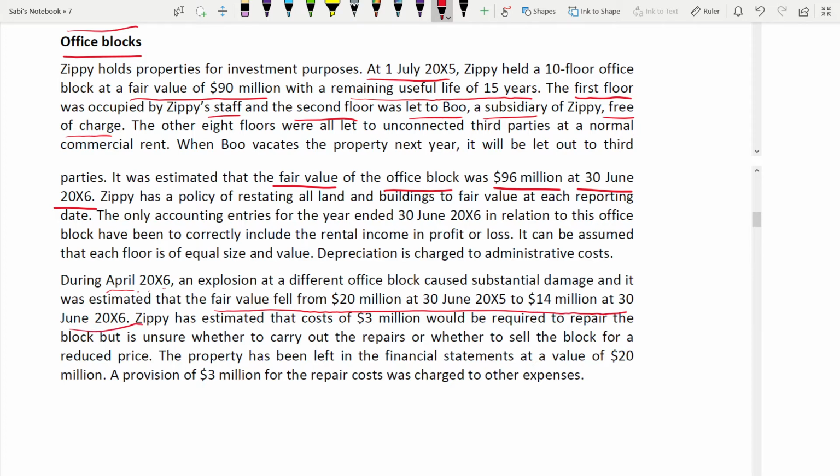Zippy has estimated that the cost of 3 million would be required to repair the block, but is unsure whether to carry out the repairs or whether to sell the block for a reduced price. So he is confused whether to repair it or sell the block at a reduced price. Okay, the cost is 3 million, the repair cost, but he is still unsure whether to repair or not in the first place. Definitely it is damaged, so he cannot sell at a high price, only at a reduced price. So the property has been left in the financial statements at a value of 20 million.